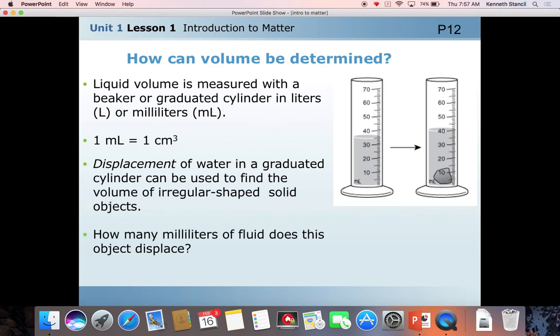How many milliliters of fluid does this object displace? On the left-hand side, where's the water level at? About 35. Over here, we're at how much? 40. So it displaced how much water? 5 milliliters of water. So if 1 milliliter of water equals 1 cubic centimeter, what is the volume of the object we dropped in the cylinder?